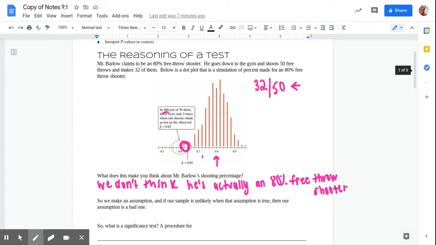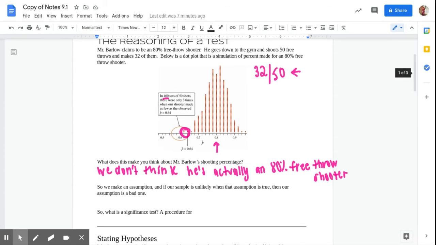So we've seen stuff like this before. We've seen these distributions. We've seen questions like this using the graphs. So now we're just going to get into it a little more in depth, looking at these claims that we are testing. So in this case, we were testing if he was an 80% free throw shooter or if he was not. So those were our two claims.